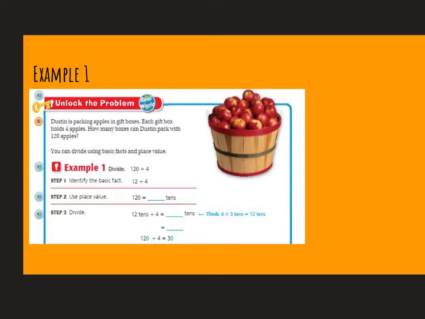Let's begin. Dustin is packing apples in gift boxes. Each gift box holds 4 apples. How many boxes can Dustin pack with 120 apples?